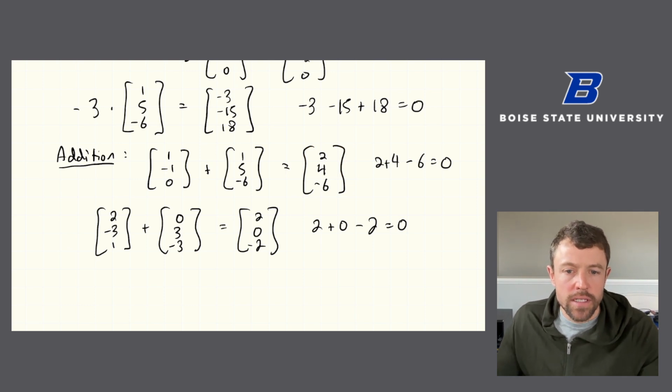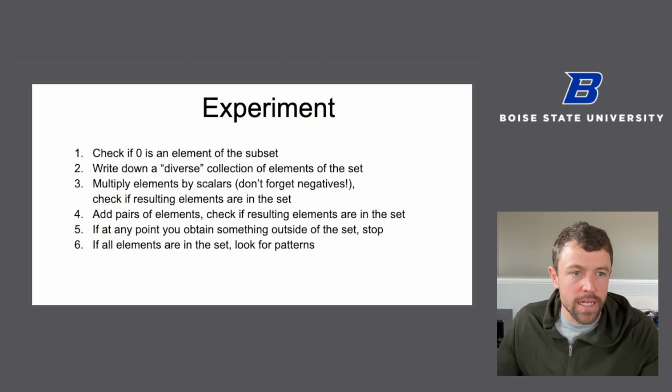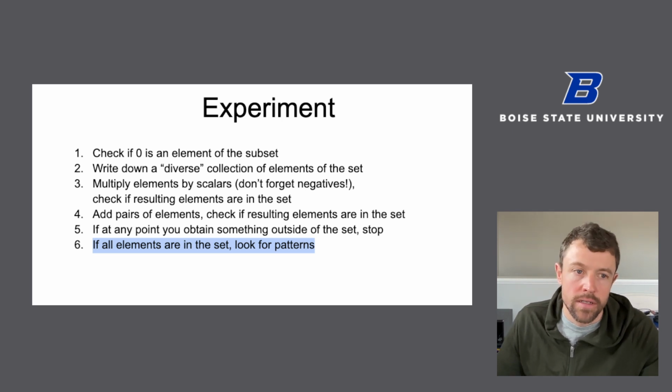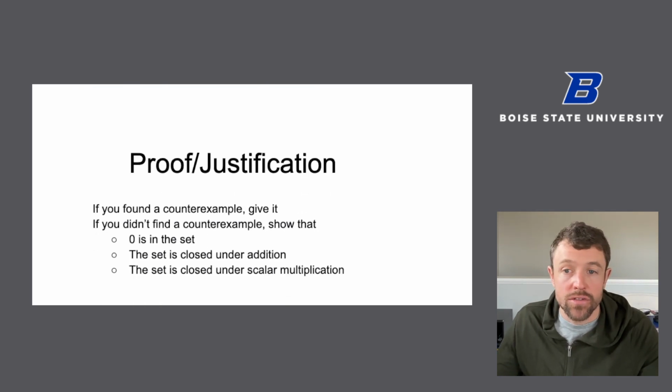And so this is what I mean when I say if all the elements are in the set, look for patterns. Especially once you've realized that you think the thing's a vector space, you think it's closed under multiplication and addition, the patterns are going to be what allows us to prove that this is true. Right? I noticed that I don't think that scalar multiplication or adding two vectors is going to change the defining property of the set. And so I think this thing is actually a vector space. So let's move on. Let's try to justify that that's true.